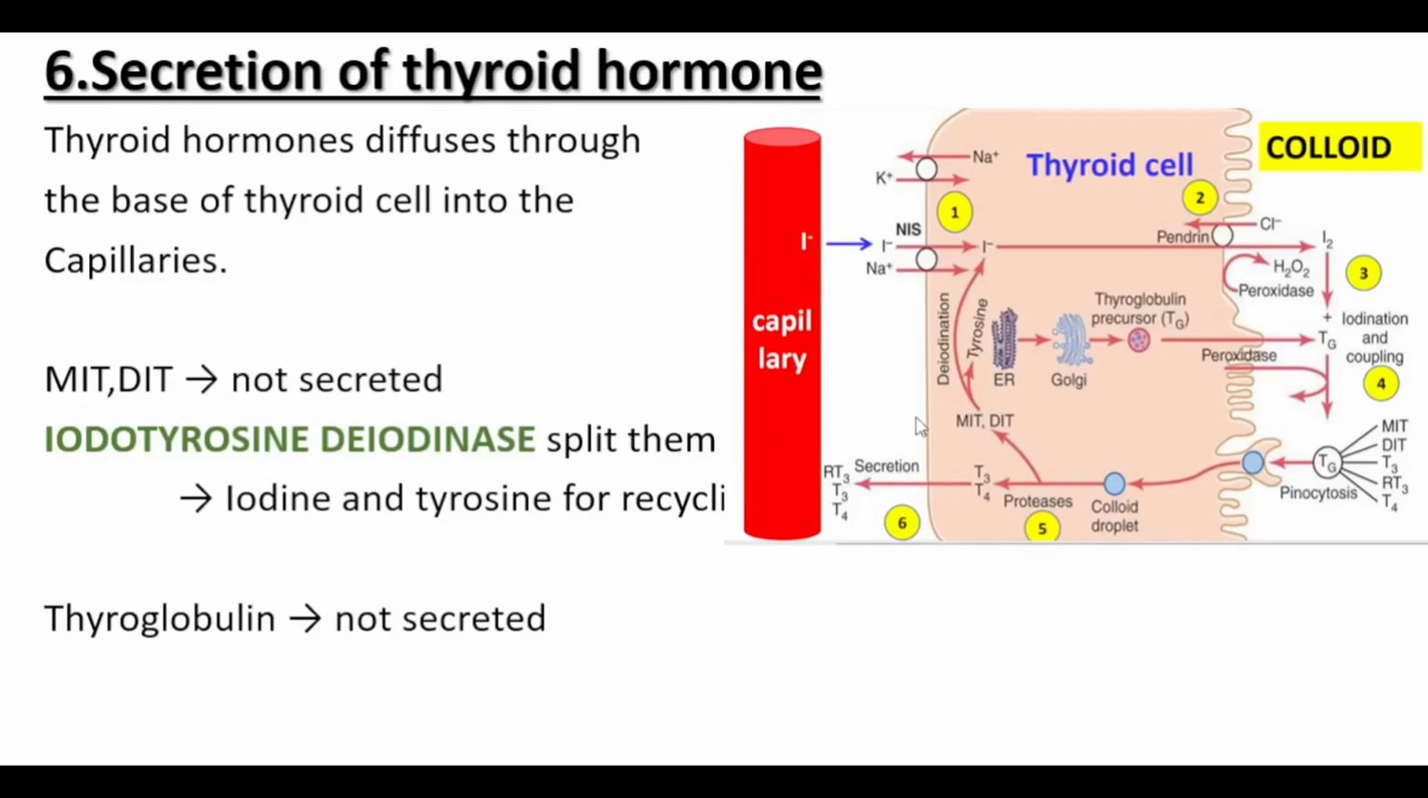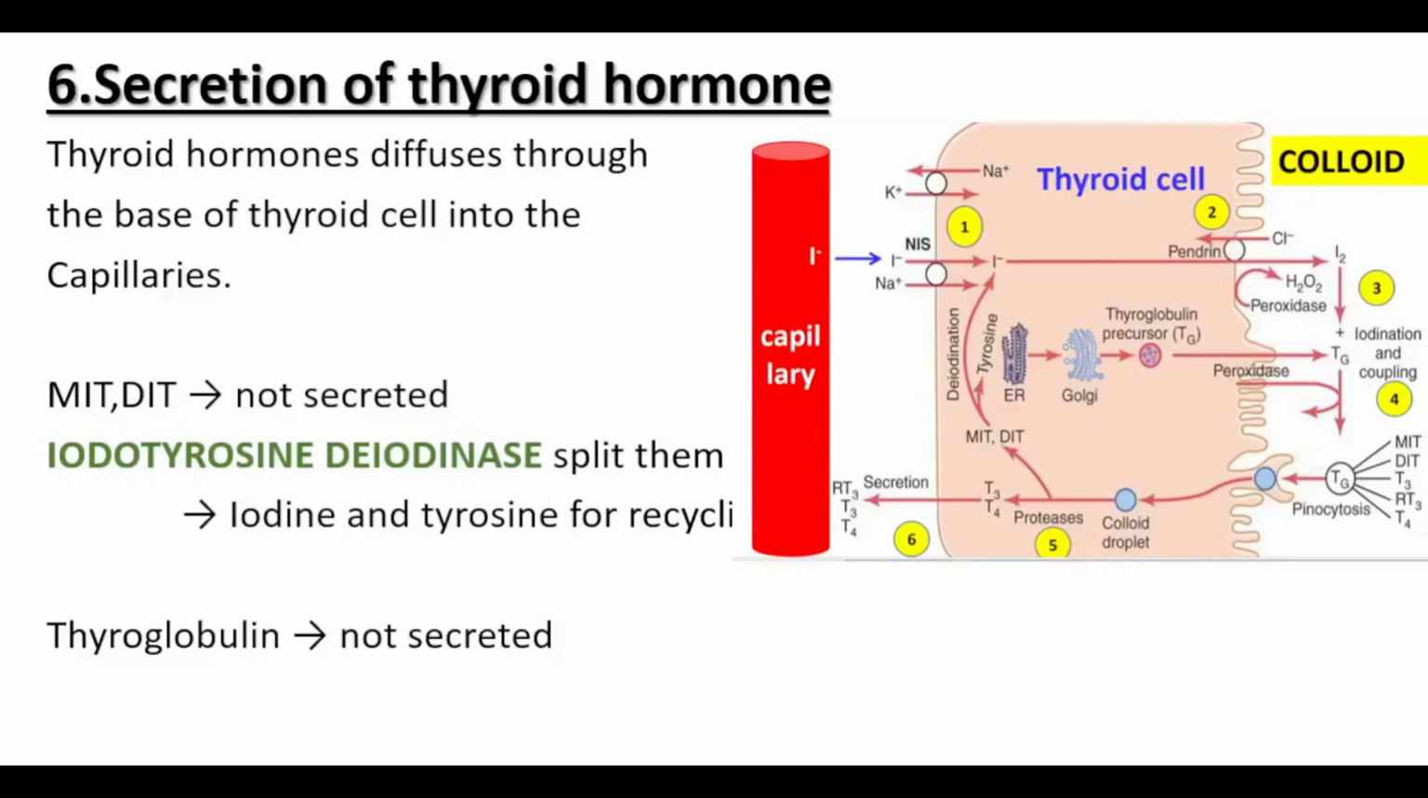Then the MIT and DIT are released from the thyroglobulin, but they are not secreted into the blood. They will be present within the cell, and another enzyme, that is iodotyrosine deiodinase, will act on them and split them into iodine and tyrosine. Now both iodine and tyrosine are used for the thyroid hormone synthesis. That is, tyrosine is used for the synthesis of thyroglobulin and iodide is used for the synthesis of new thyroid hormones. And thyroglobulin is also not secreted into the blood.